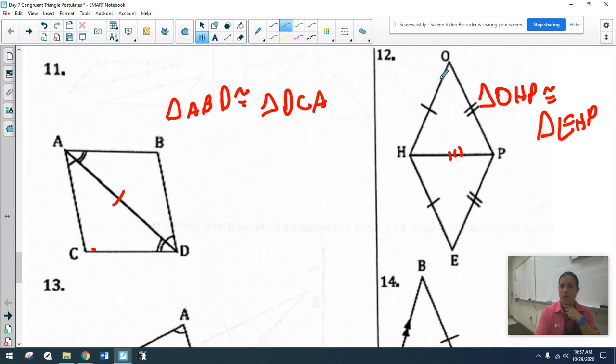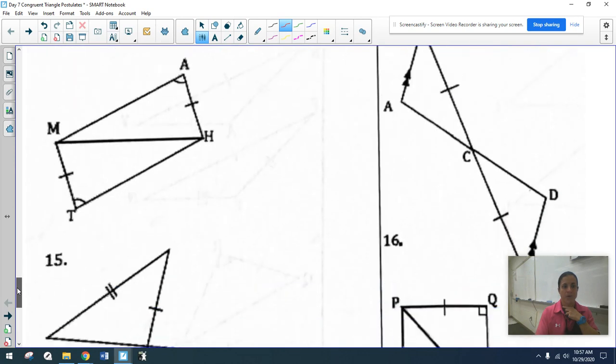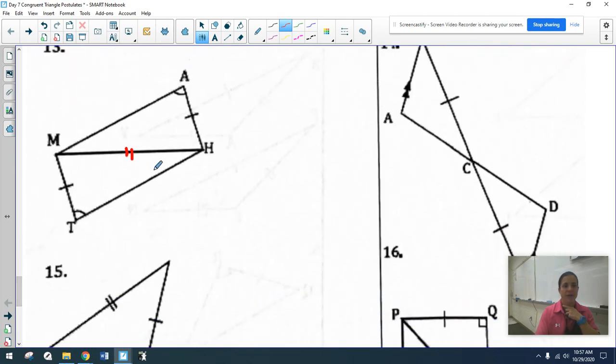Because if I go 1 tick mark and then 3 hash marks, then you got to do the same thing. 1 tick mark here and then 3 hash marks there. Okay, 13, hidden piece of info right there.